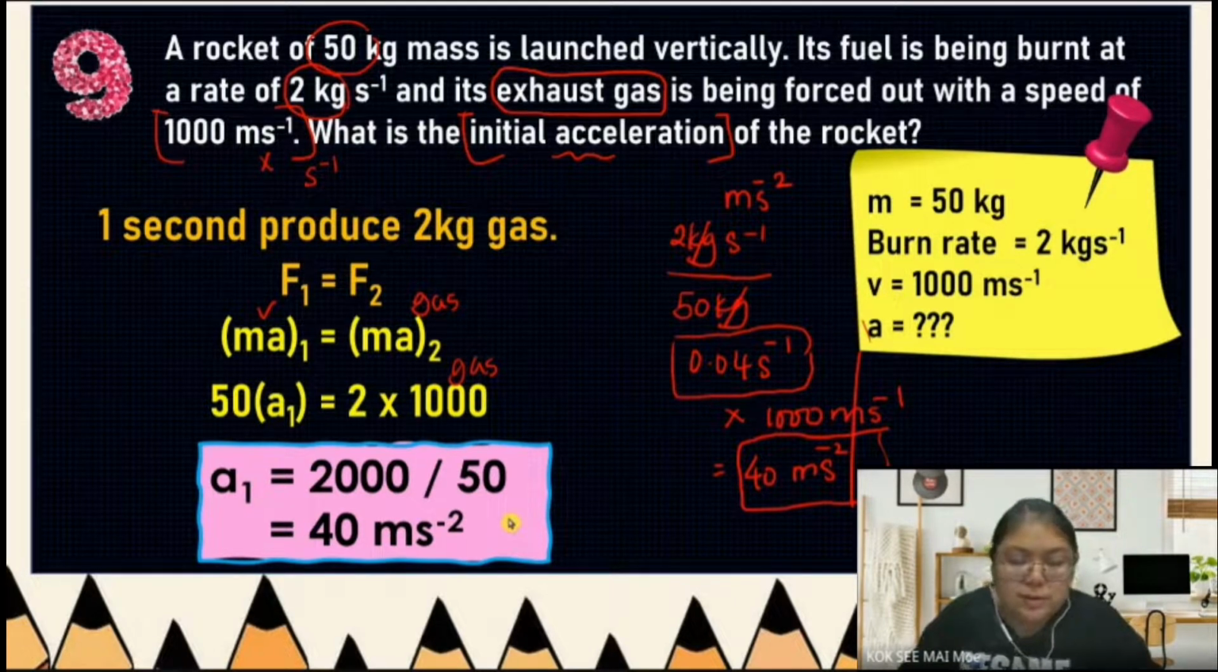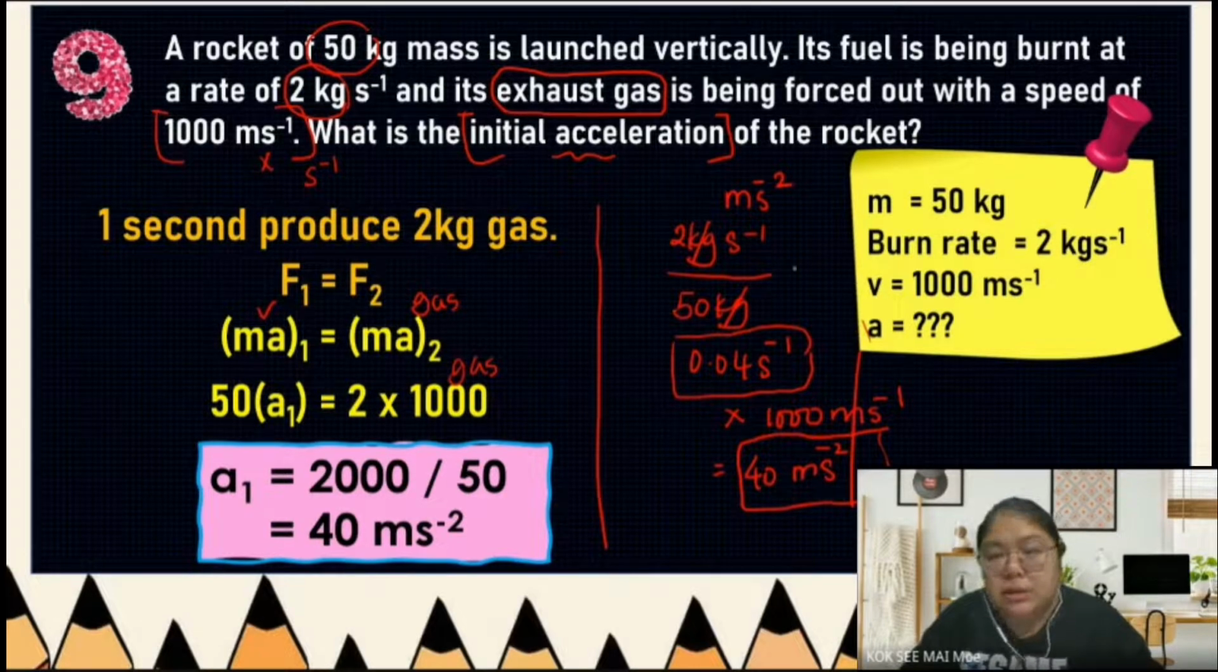So this one's question doesn't have a fixed formula. Okay, they give you one of the things you need to understand: 1 second produces 2 kg of the gases. Then you relate it to the final answer they want. Okay, so this one follows the principle, then we create the equation. So this one is by using the unit. So you need to create the final answer with the acceleration in ms -2.